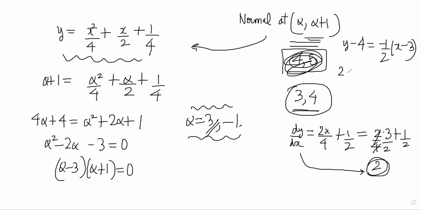This is what is coming. 2y minus 8 is equal to minus x plus 3. So 2y plus x is equal to 11. So y by 11 by 2 plus x by 11 is 1. Intercept is 11.